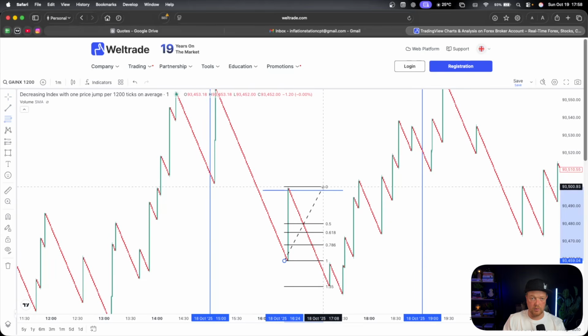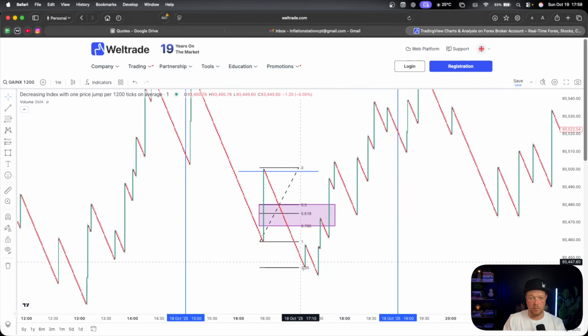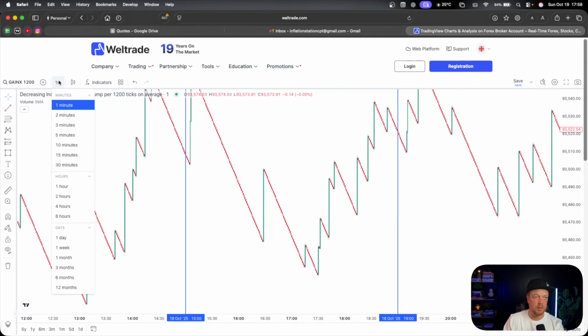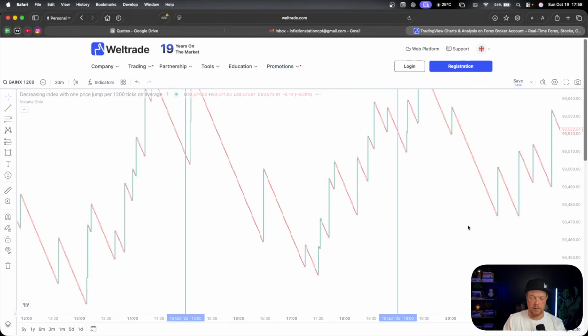So we draw out our highs. There we go. That's our entry zones. Guys, guess what? Stop loss immediately. Another losing trade. It happens. That's part of trading. It happens. Let's go to the next 30-minute.